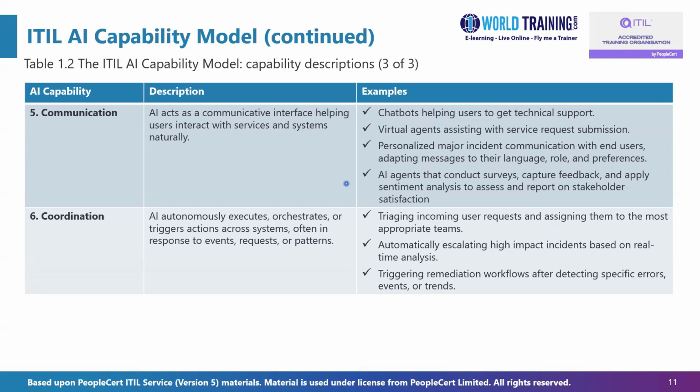Then the last one is coordination. This is where AI can autonomously execute, orchestrate, or trigger actions across systems, often in response to events, requests, or patterns, such as triaging incoming user requests and assigning them to the most appropriate teams, automatically escalating high impact incidents based on real time analysis, or triggering remediation workflows after detecting specific errors, events, or trends.